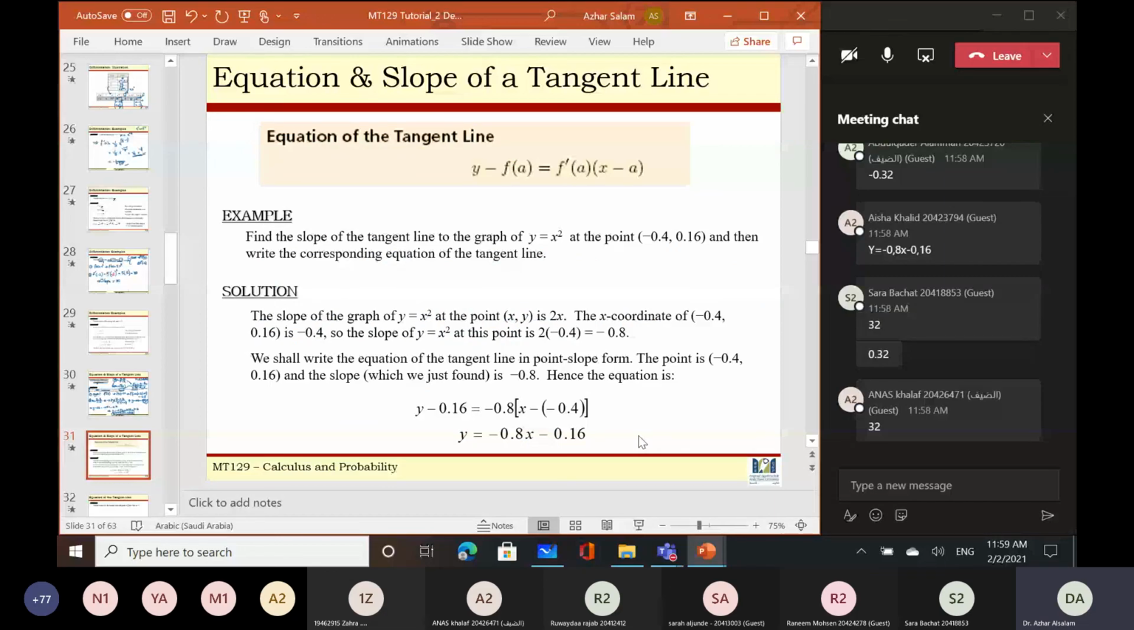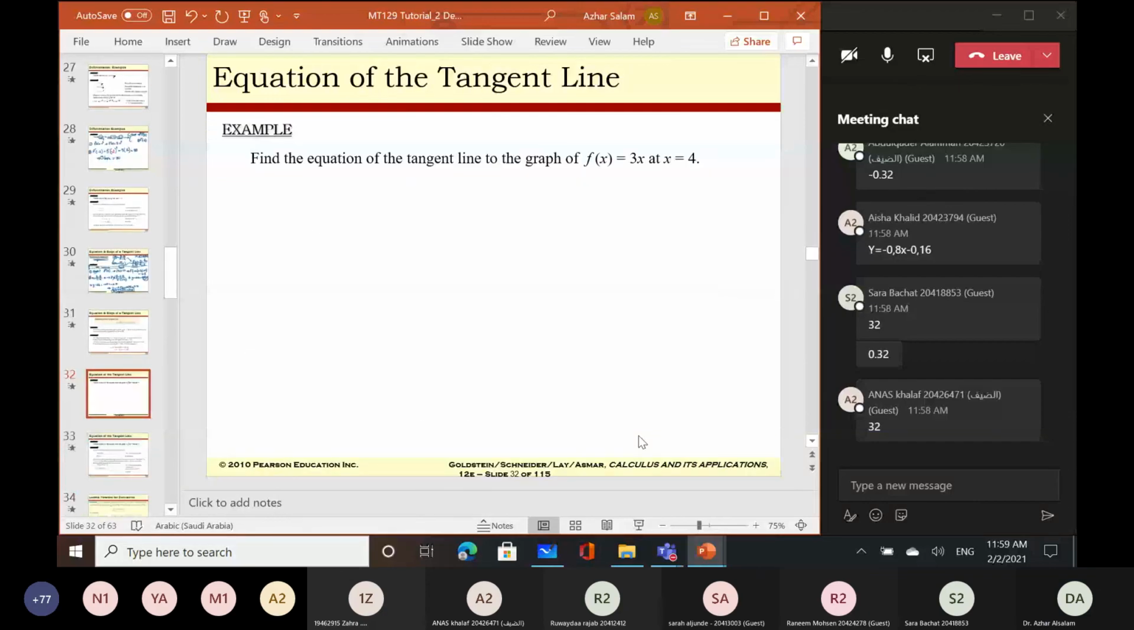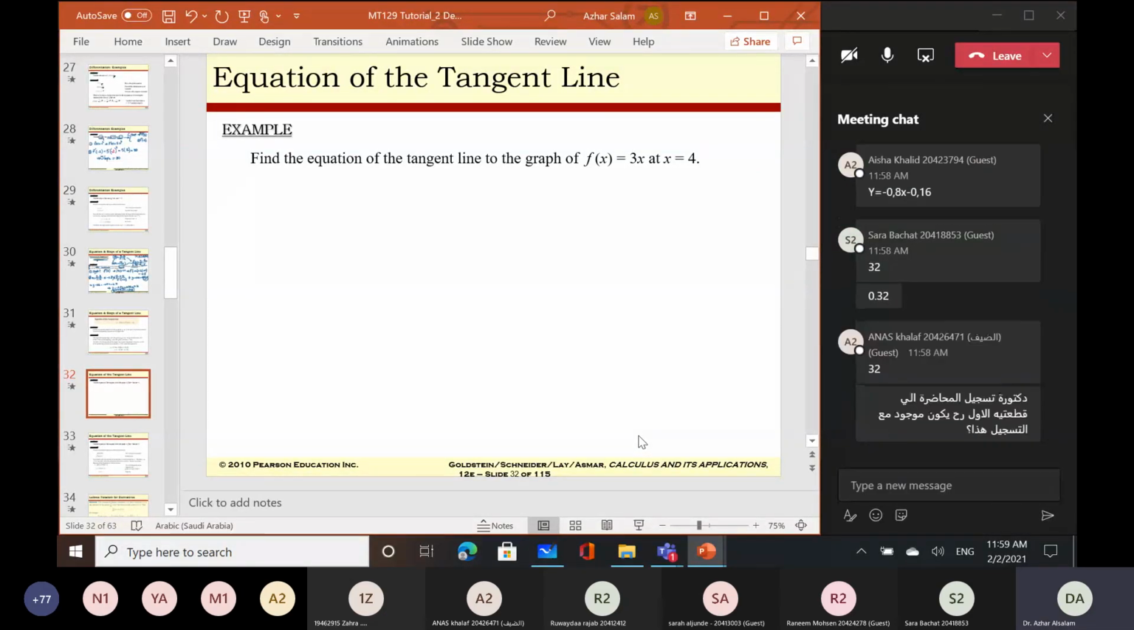Here minus and one, the same answer. Okay, I think we don't have time for another example. We will complete in the next lecture.